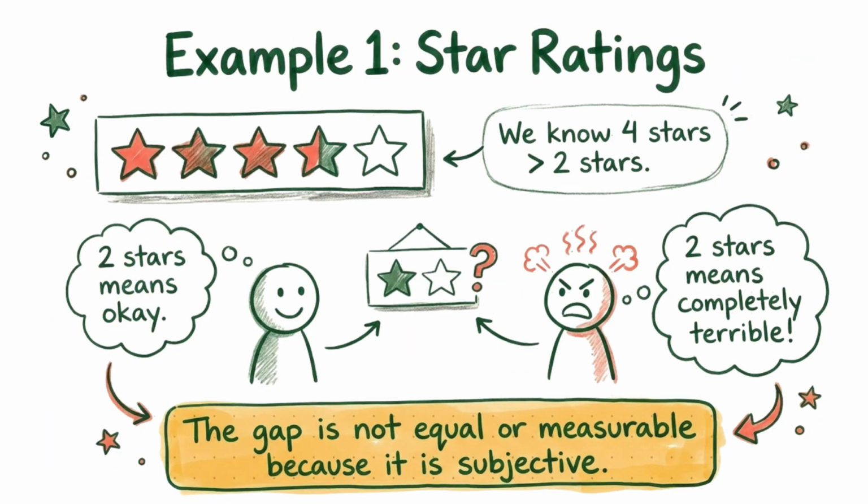Example 1, star ratings. Star ratings are ordinal data. We know 4 stars is better than 2 stars. The order is obvious. But is the gap between 1 star and 2 stars the same as between 4 and 5? Not at all. One person's 2 stars means okay. Another's means completely terrible. The gap is entirely subjective.